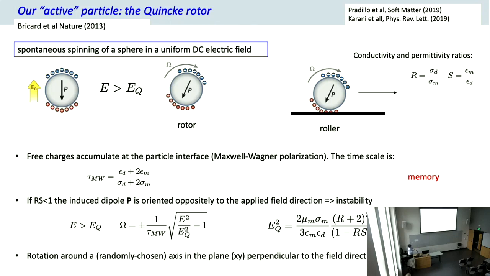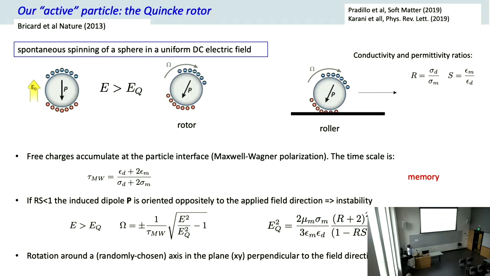Sorry, this is a little bit funny. What is valuable for us is that actually this is a system with memory that's going to become important. So there is a finite time to charge and discharge the particle that depends on the permittivity and the conductivities of your materials, the particle and the solution. Then there is a very well-defined threshold for the instability, for the onset of rotation, and that depends on, again, material properties that you can tune in the experiment.